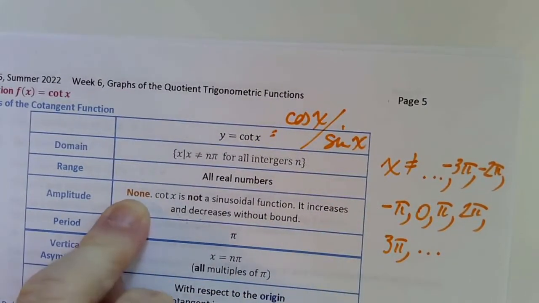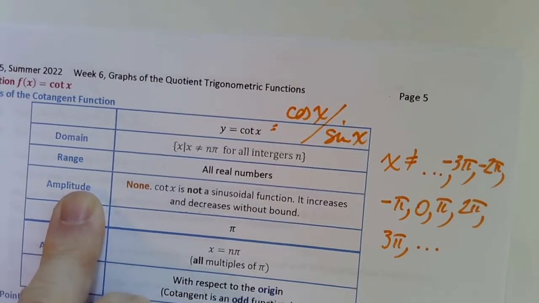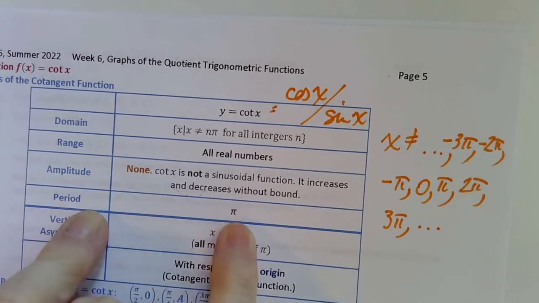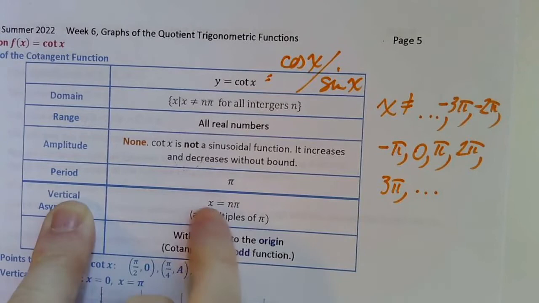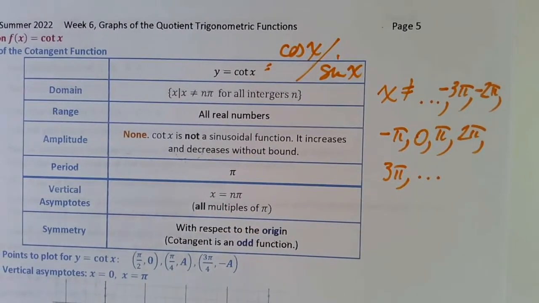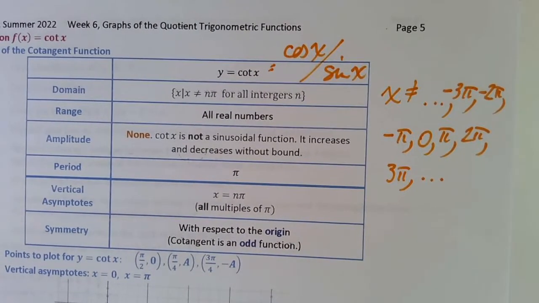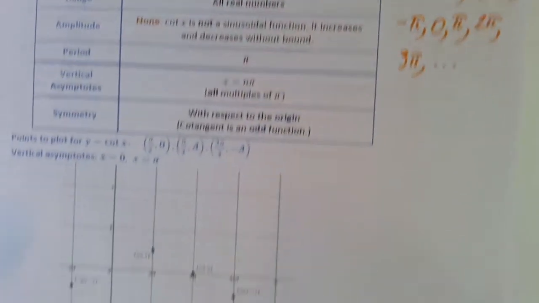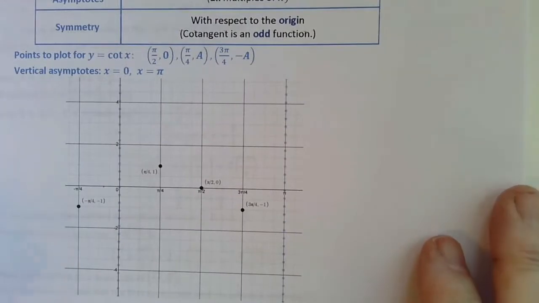Again, cotangent is not sinusoidal, so we don't talk about an amplitude. The period is pi, just like with tangent, and we're going to have a vertical asymptote at every multiple of pi. Cotangent is just like tangent. It is also odd, and that means it's symmetric with respect to the origin. Unlike tangent, the cotangent goes downhill.